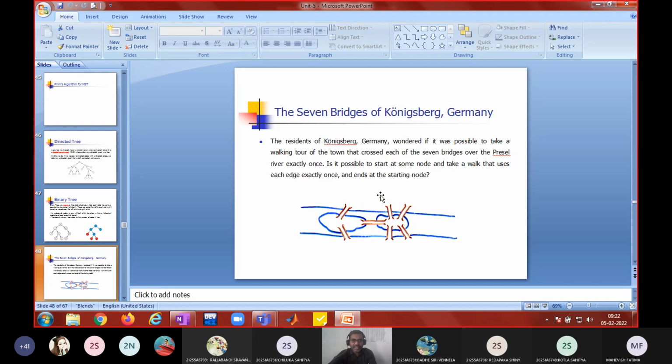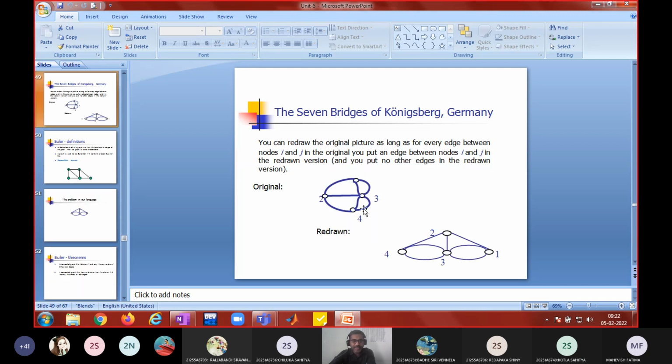Right. So that can be converted into a graph theory problem. You can consider each land as a vertex, and the bridges are the edges connecting those vertices. So you can see it like this: land 1, land 2, land 3, land 4. Or you can draw the same graph like this also: land 1, land 2, land 3, land 4, and there are 7 bridges: 1, 2, 3, 4, 5, 6, 7.